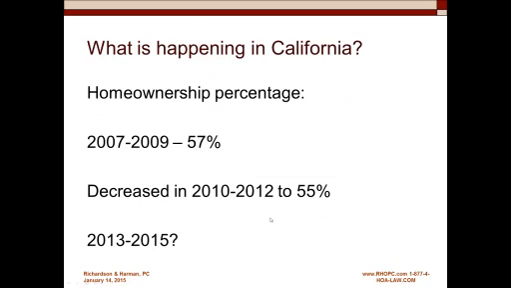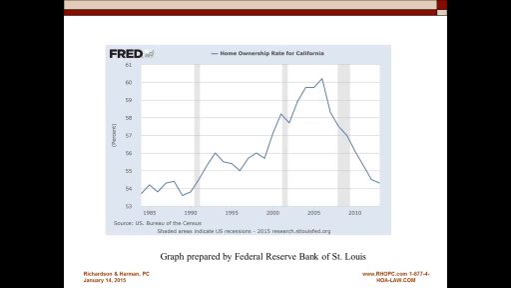Similarly, in California, statistics have shown that from 2007 to 2009, we had about 57% of homeowners in the state. That number decreased in 2010 through 2012 to about 55%. We're waiting for the data on the next couple of years. Hopefully it's rebounding a little bit as property values and the economy are rebounding. But the point is that non-owner occupiers are a very significant portion of our housing stock.